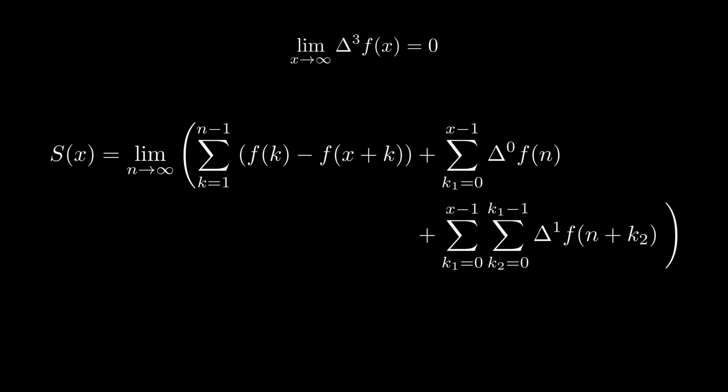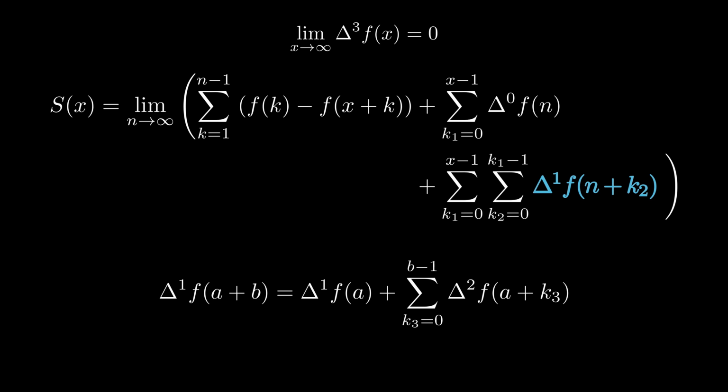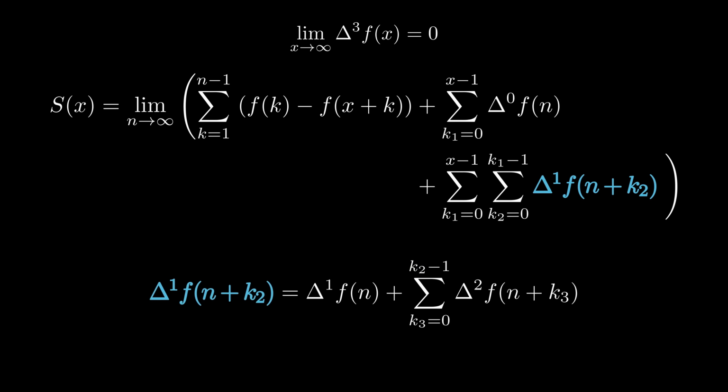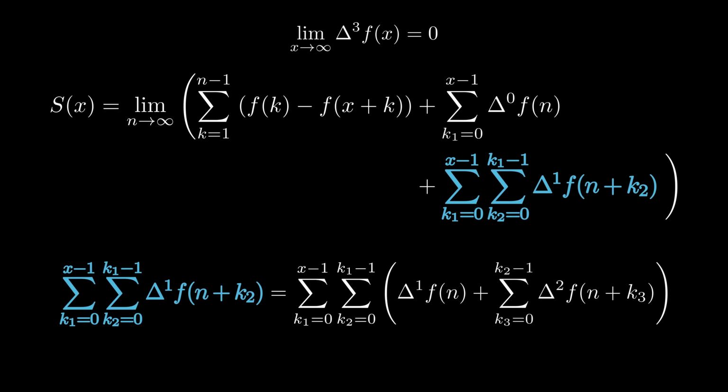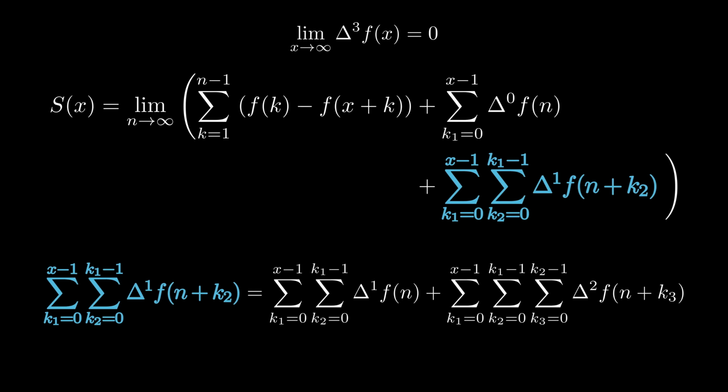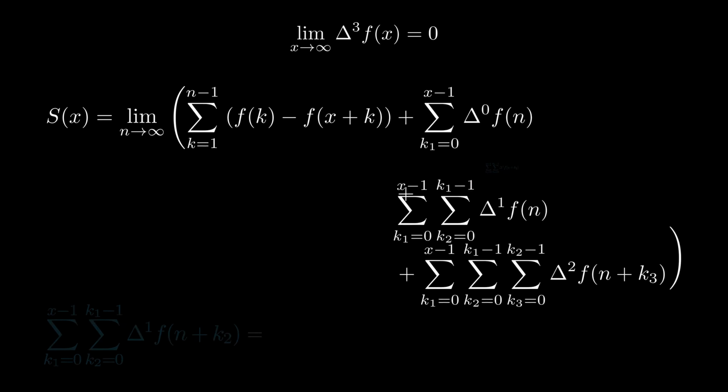So, we repeat the same exact process for the delta to the 1 f of n plus k2. Here's the forward difference formula, only this time it's acting on the first forward difference rather than the 0th. Note that since we already have k1 and k2, I'm calling the index here k3. Like before, we'll let a be n and we'll let b be k2, so that the left side matches the highlighted term above. But this term is inside a double sum, so we'll take that double sum of both sides of our equation. And then we'll distribute this double sum in the right-hand side. This whole thing was just a repeat of the process we already did. Let's go ahead and substitute the result back in.